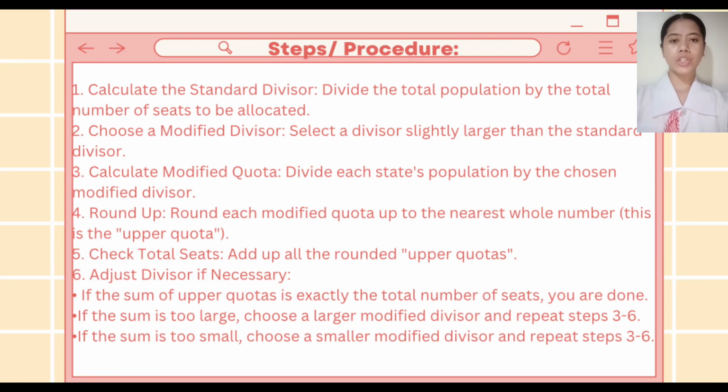Fifth, check total seats. Add up all the rounded upper quotas. Sixth, adjust divisor if necessary. If the sum of upper quotas is exactly the total number of seats, you are done. If the sum is too large, choose a larger modified divisor and repeat steps 3 to 6. If the sum is too small, choose a smaller modified divisor and repeat steps 3 to 6.